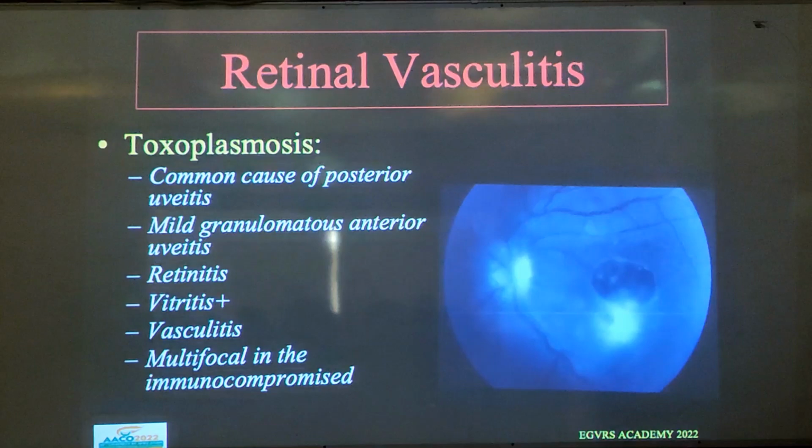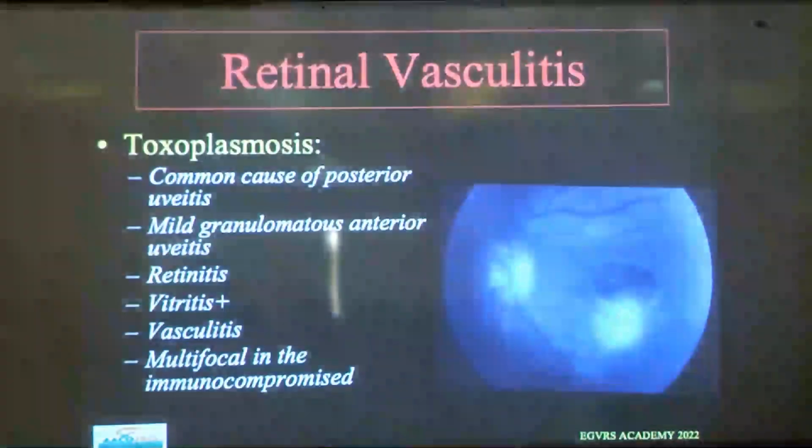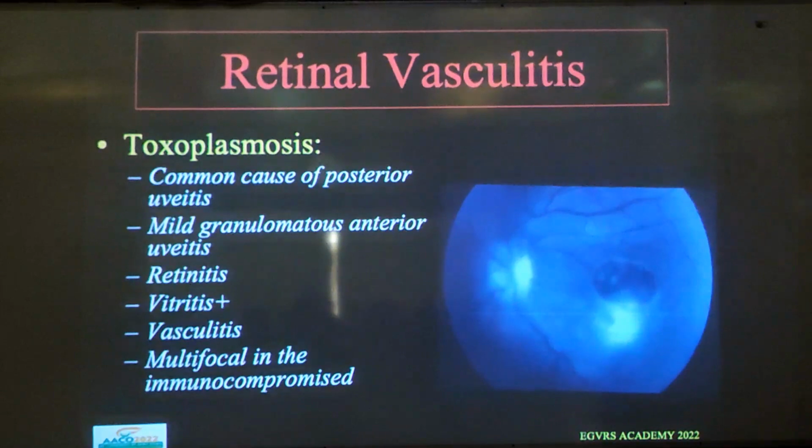adjacent active retinitis associated with vitritis and vasculitis with a hot disc. هو ده. This is toxoplasmosis. So it's a common cause of posterior uveitis, mild granulomatous. Sometimes you have a granulomatous, mild anterior chamber reaction, and you have a retinitis, vitritis together with vasculitis. Sometimes you have a multifocal toxoplasmosis as a result of an immune compromisation. بنشوف العيانين دولت في HIV patients. So we call that the miliary toxoplasma or in the patients with leukemia.